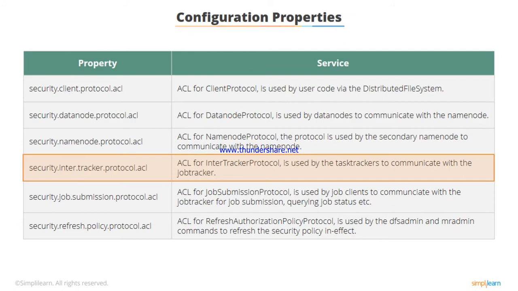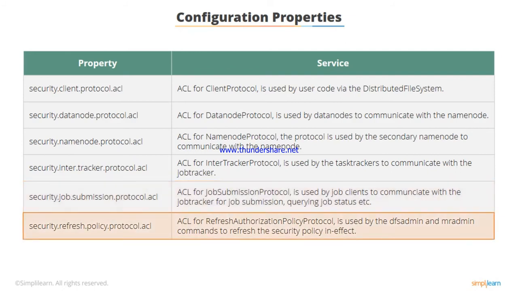security.inter.tracker.protocol.acl. ACL for inter-tracker protocol is used by the task trackers to communicate with the job tracker. security.job.submission.protocol.acl. ACL for job submission protocol is used by job clients to communicate with the job tracker for job submission, querying job status, and so on. security.refresh.policy.protocol.acl. ACL for refresh authorization policy protocol is used by the DFS admin and MR admin commands to refresh the security policy in effect.